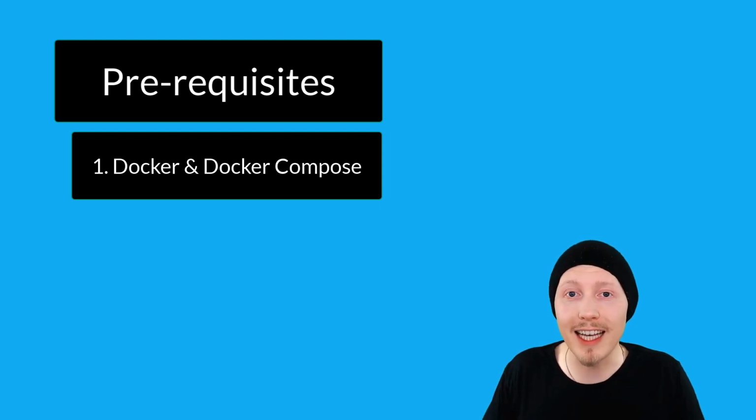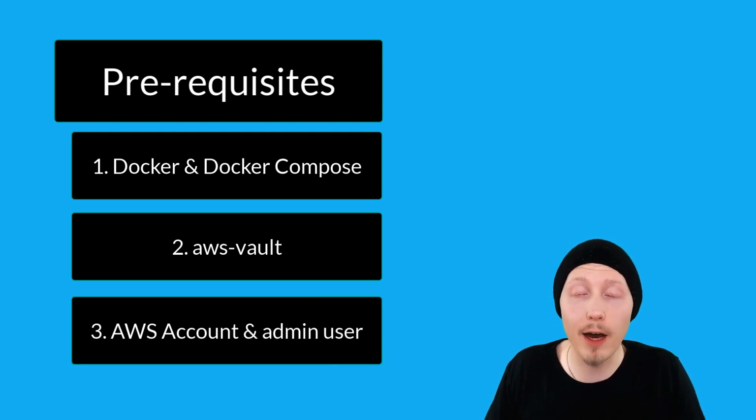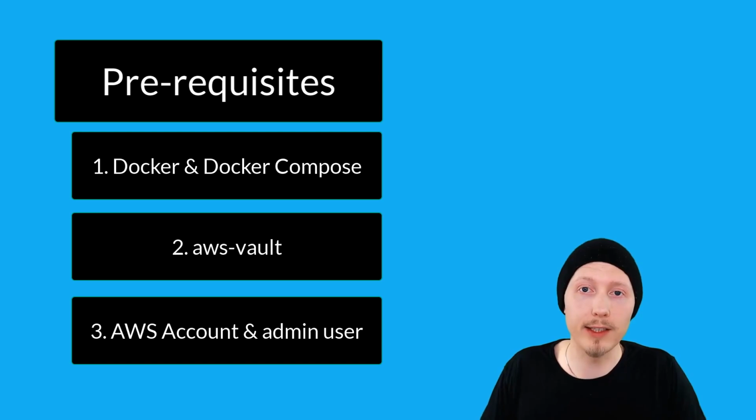You're also going to need to have AWS Vault, because we're going to be using AWS Vault in order to authenticate with AWS on our local machine. Additionally, you're going to have an AWS account with an administrator IAM user that you can use to create the instance in AWS. Once you have all of that installed, let's get started.